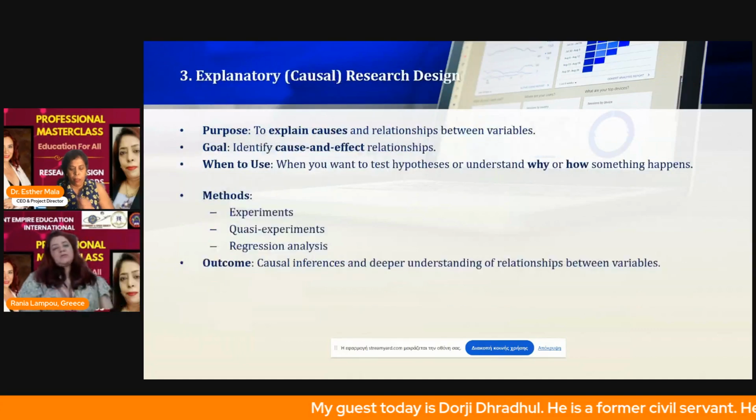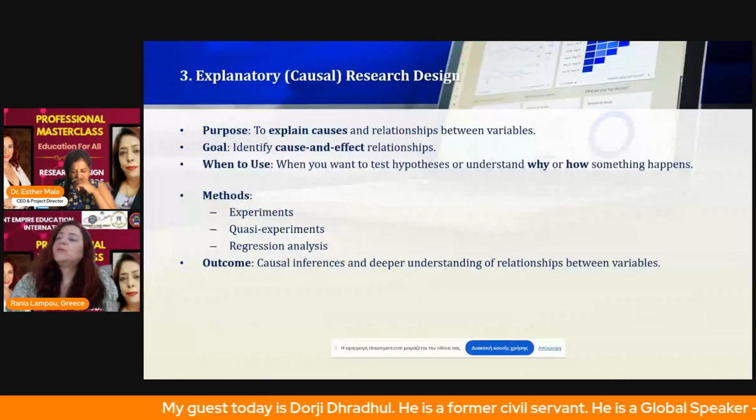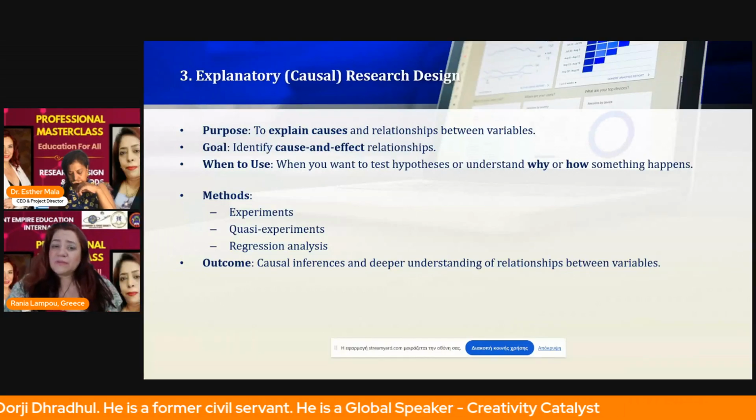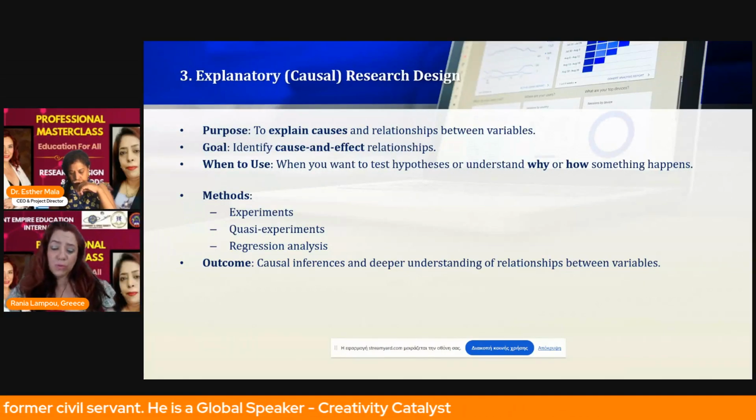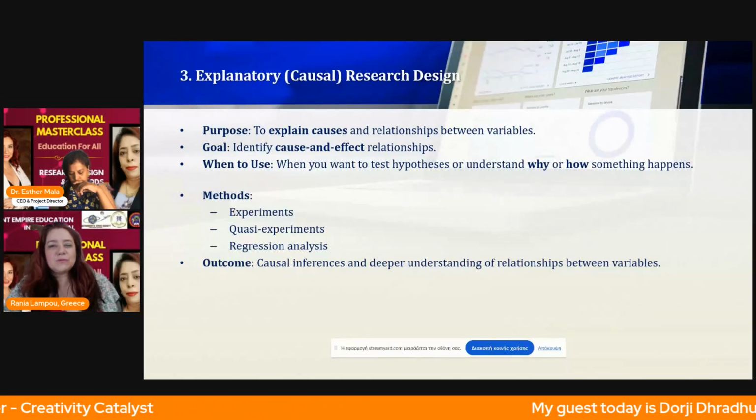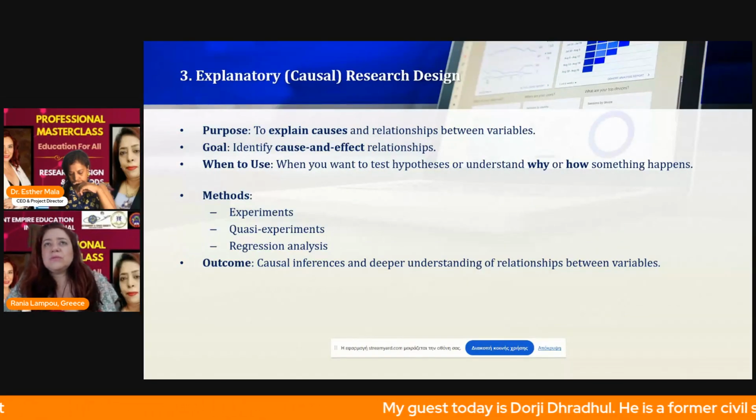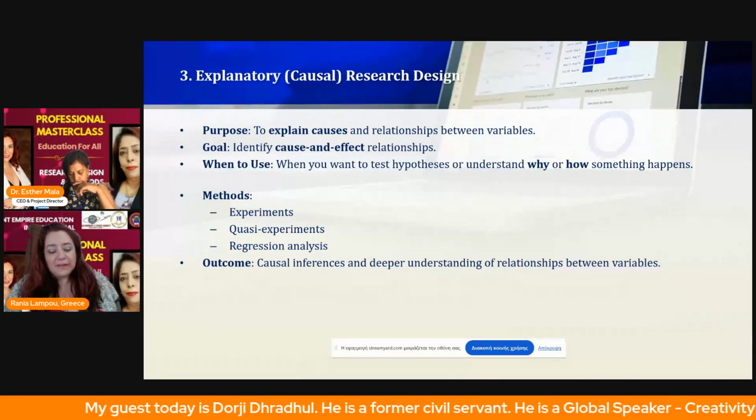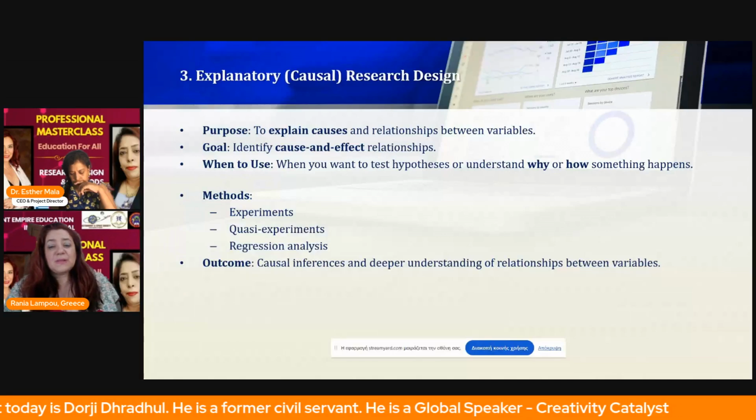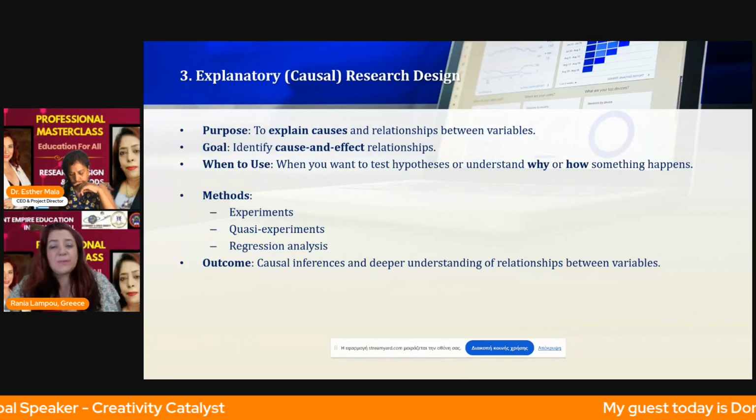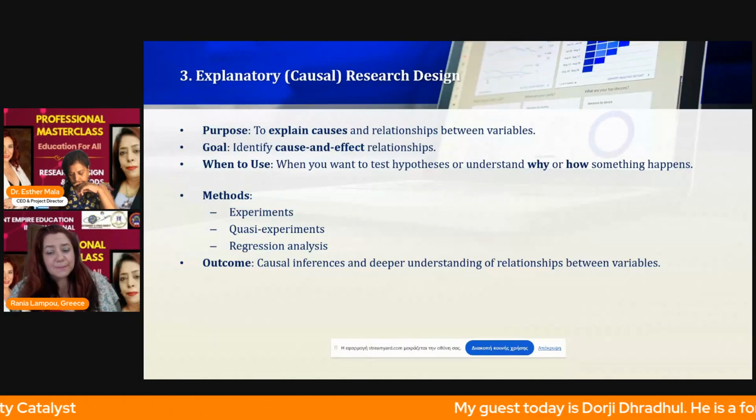Then explanatory research design. Here we try to explain causes and relationships between variables, to identify cause and effect relationships. When to use it? When we want to test a hypothesis or understand why or how something happens. The methods that we will use include experiments, quasi-experiments, or regression analysis. And the outcome would be causal inferences, a deeper understanding of relationships between variables. For example, when we want to test whether cognitive behavioral therapy reduces depression symptoms in adults.